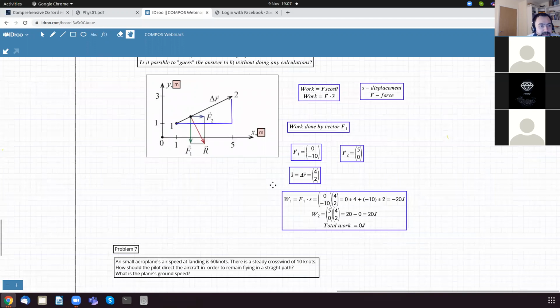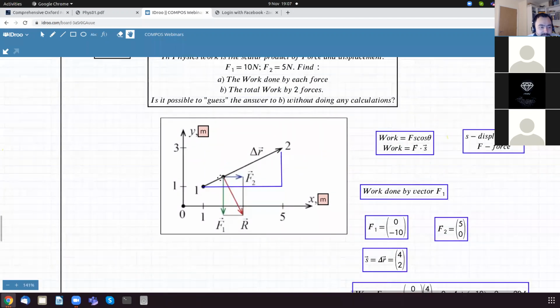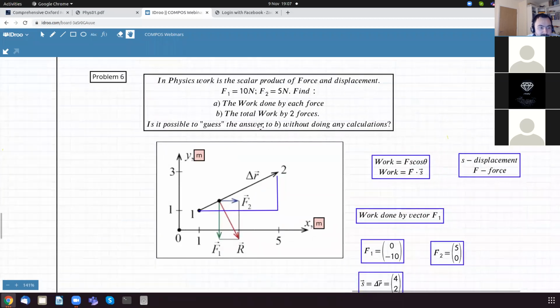And then total work is 0 joules. And then we can actually find R, the resultant force of the two. So R is F1 plus F2. This is the total force, the resultant of the two. And it says, is it possible to guess the answer without doing any calculations?